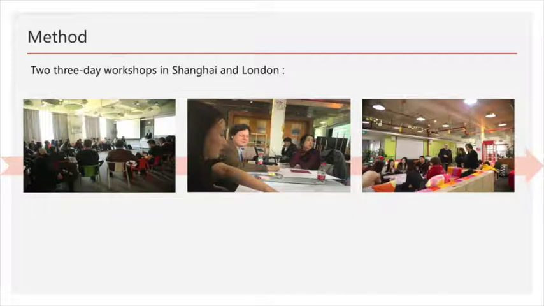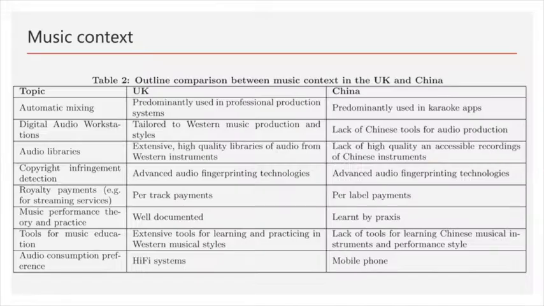Both workshops were structured as 2 days of face-to-face workshop activities, followed by one-day visits to local digital music technology centres. These were super interesting, I must say. In the workshops, participants identified 8 key topics to characterize the context of digital music making in China and the UK. These were automatic mixing, digital audio workstations, audio libraries, copyright infringement detection, royalty payments, for example, streaming services, music performance theory and practice, tools for music education, and audio consumption preference.